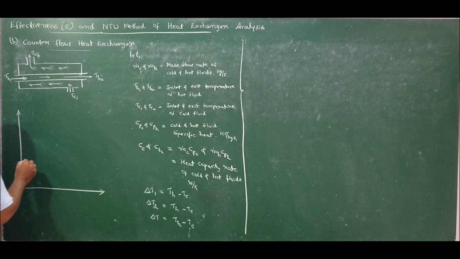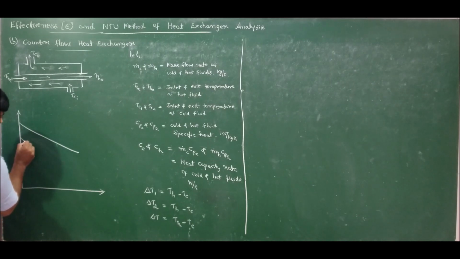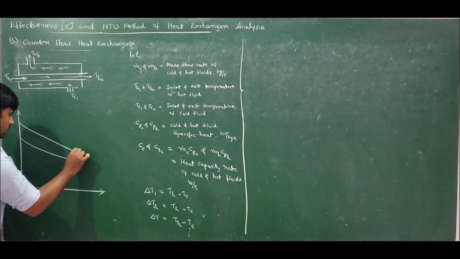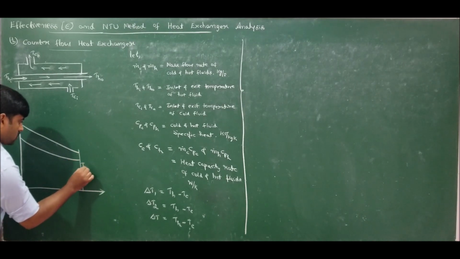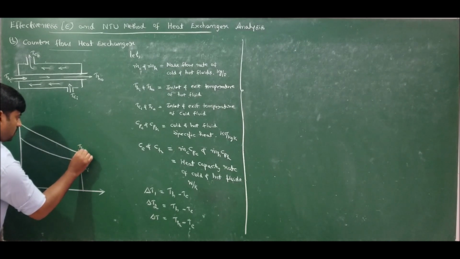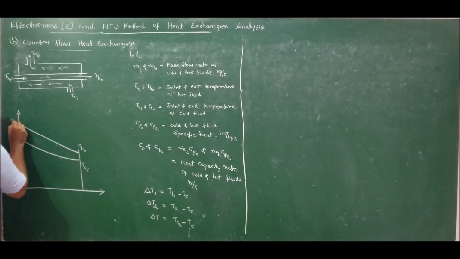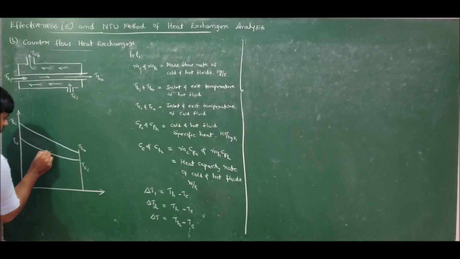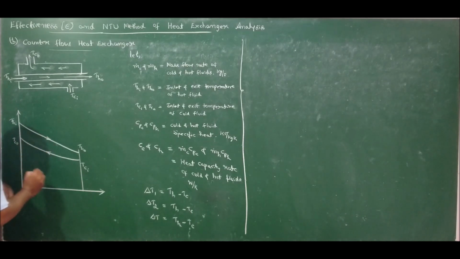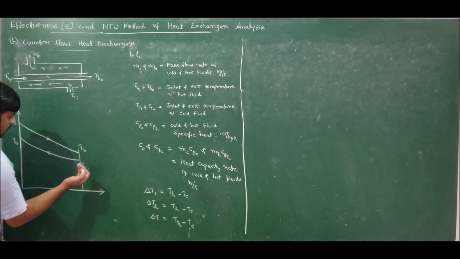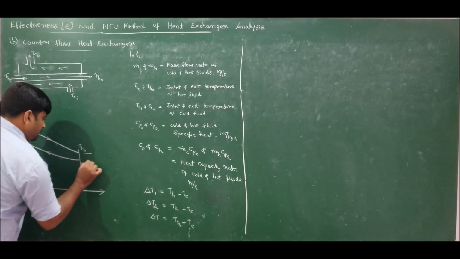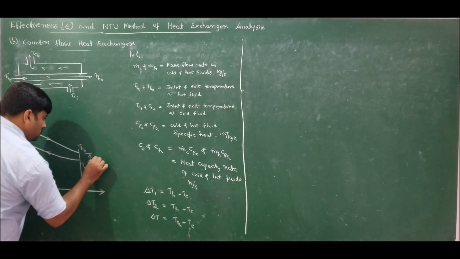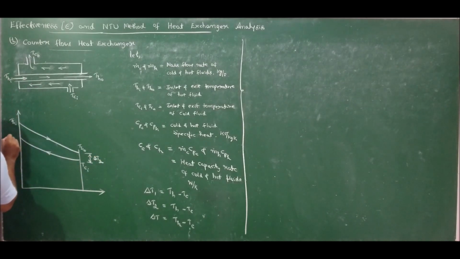If I plot, the hot fluid will lose heat in the direction of flow and the cold fluid will gain heat in the direction of flow. So this is cold fluid inlet, this is hot fluid outlet, this is hot fluid inlet and this is cold fluid outlet. So the direction of flow is opposite to each other. Hot fluid is flowing from left to right, whereas cold fluid is flowing from right to left. Let us take this difference as delta T2 and this difference as delta T1.